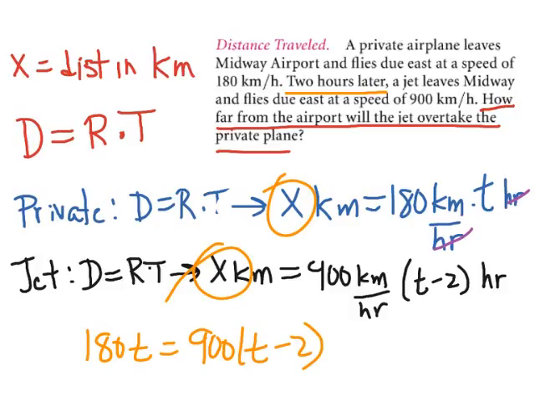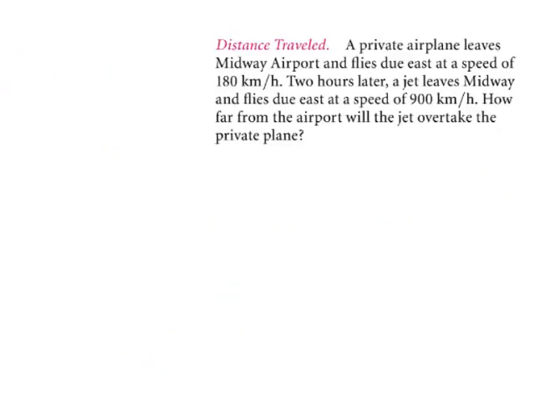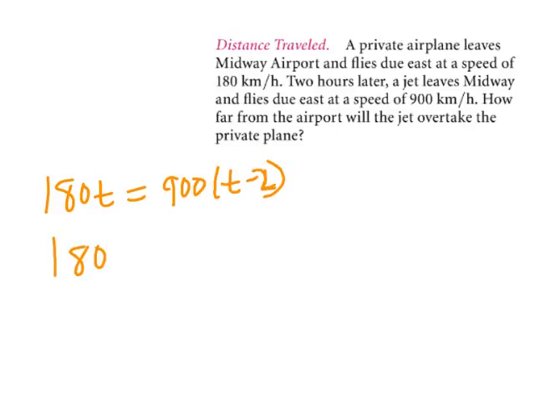Alright, I'm running out of space on this page, so I'm going to clear some things out. But we need to remember that equation, 180t equals 900 times t minus 2. So I'll leave the word problem there. Solve this equation. 180t is 900t minus 1800.